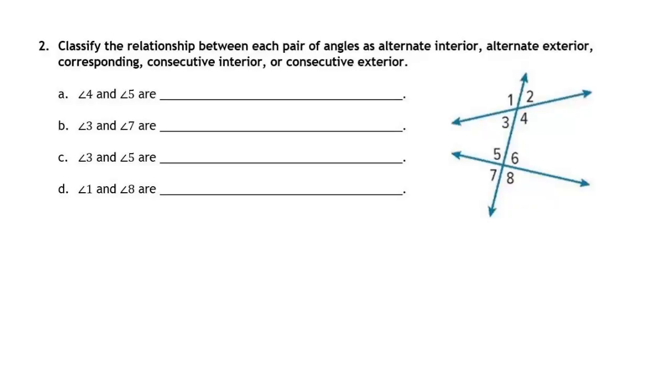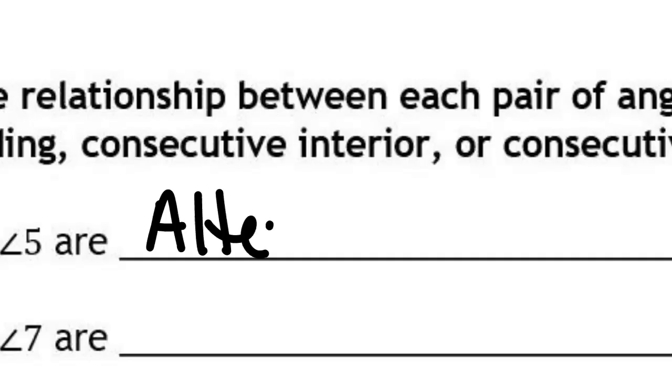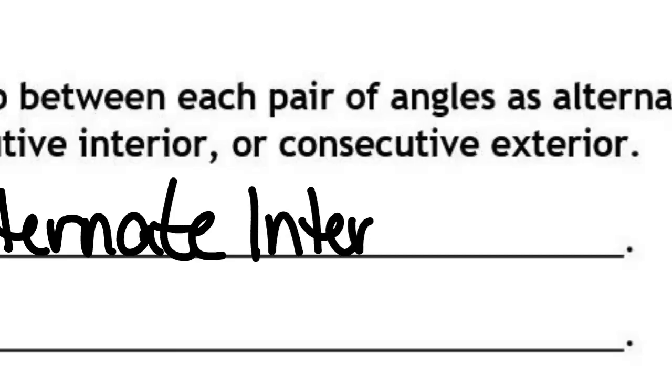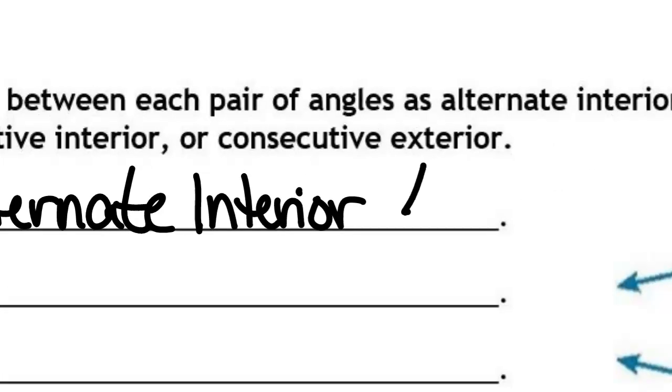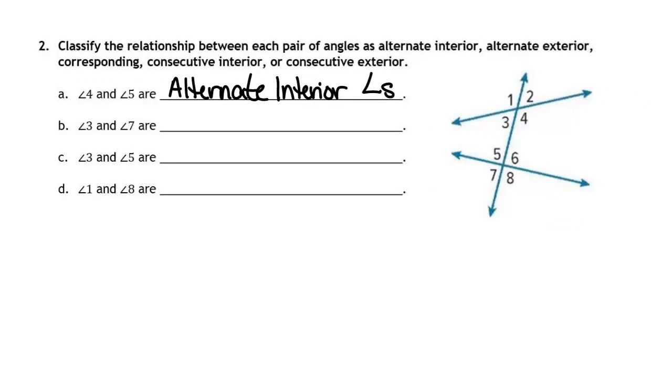Part A says we want to look at angle 4 and angle 5. First of all, are those interior angles or exterior angles? Interior angles. Same side or opposite sides of the transversal? Opposite. So these would be alternate interior angles. Alternate interior angles. All right, let's look at a new pair.